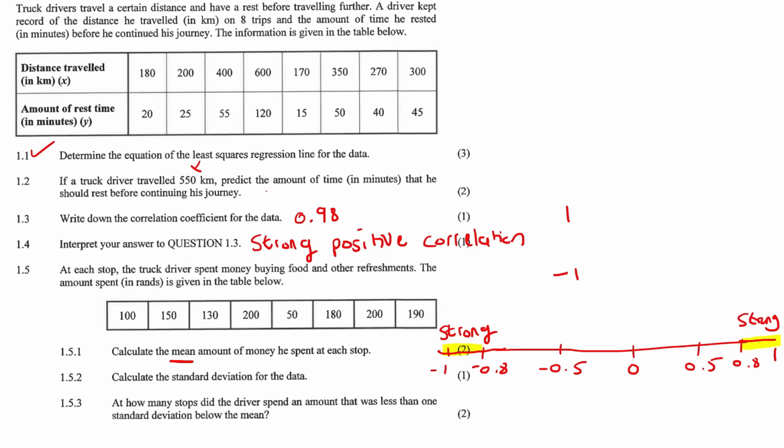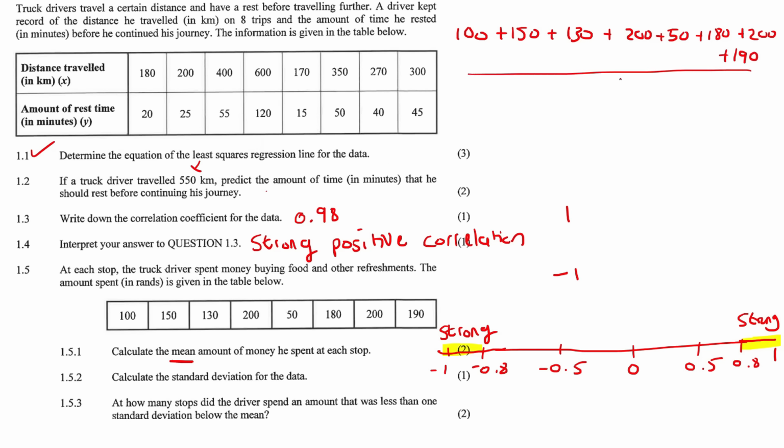You can also do it on the calculator. If you input all the data, it also works on the calculator, but I'm not going to go through that now. If you know how to do that method, you can do it. Plus 50, plus 180, plus 200, plus 190, divided by how many numbers there are, which is 8, and that's 150 rand. So on average, this person spends about 150 rand each stop.